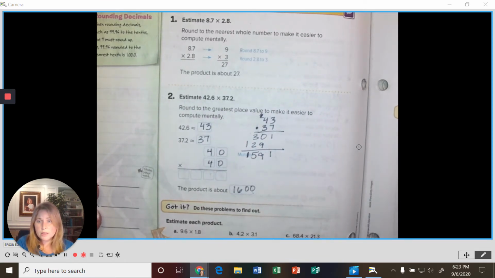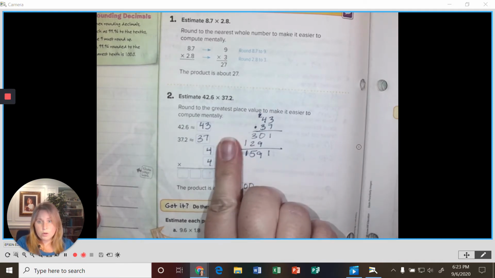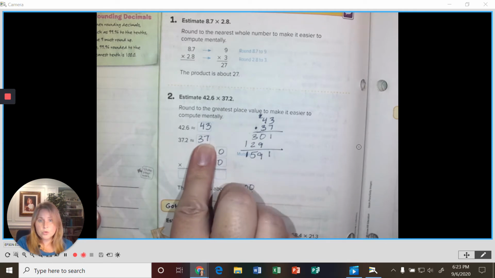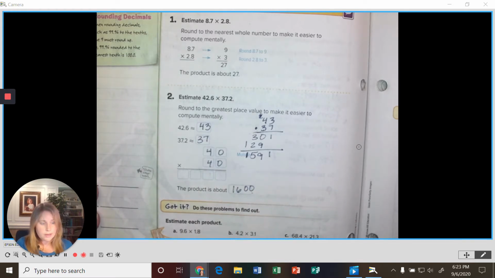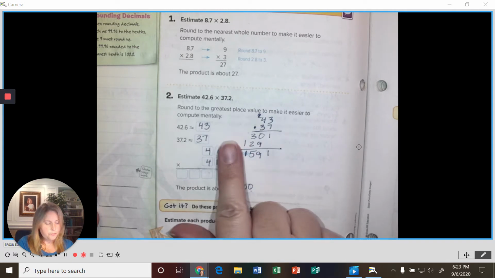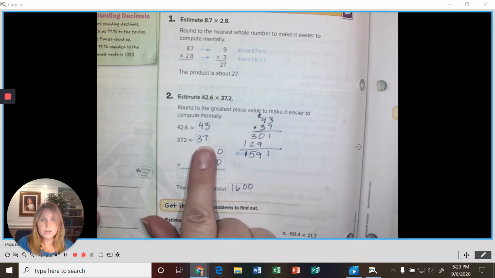40 times 40. So I can do the estimate of 4 times 4, which is 16, times 10 times 10. So 16 times 10 is 160. 160 times 10 is 1,600. Okay, so we can do that in our heads. I want to show you that again. So 40 times 40. 4 times 4 is 16, times 10 times 10. 16 times 10 is 160, times 10 again is 1,600.